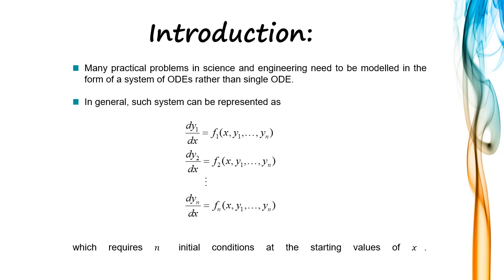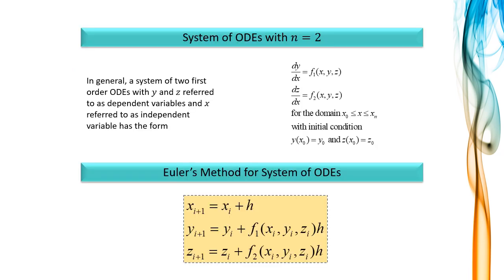Many practical problems in science and engineering need to be modeled in the form of a system of ODEs rather than a single ODE. So, in general, such a system can be represented as dy1/dx equal to f1, dy2/dx equal to f2, until dyn/dx equal to fn, which requires n initial conditions at the starting values of x. So, it depends on how many first order ODEs that you have. In this section, we consider our system of ODEs with n equal to 2 only. That means you just have two first order differential equations.